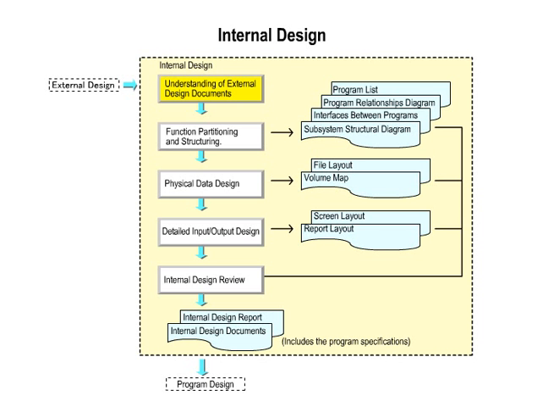2. Functional decomposition and structuring. The functions that were clearly defined in the external design specifications are partitioned and processes designed in this process. This is also called process design. The detailed functions of the program and the interfaces between the program are examined and summarized. They are summarized in the subsystem structural chart, interfaces between programs and in the program relationships chart.